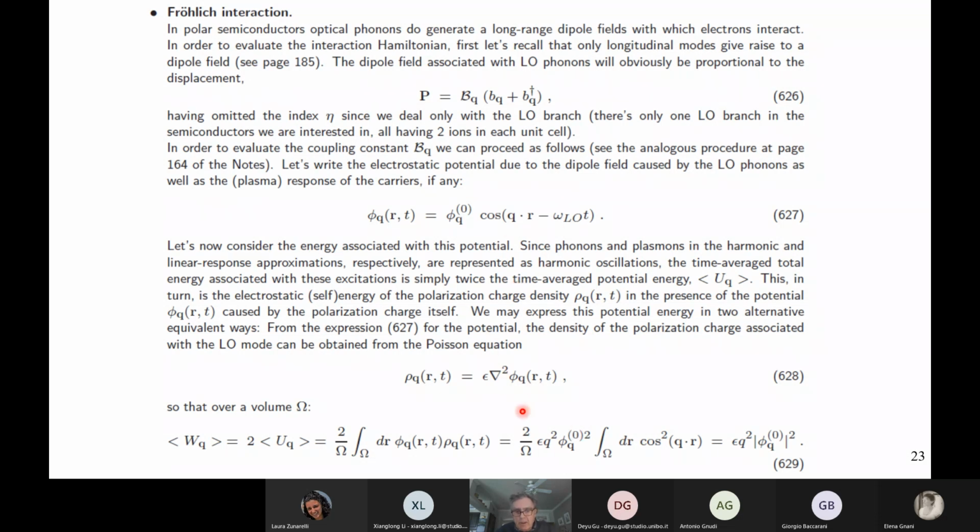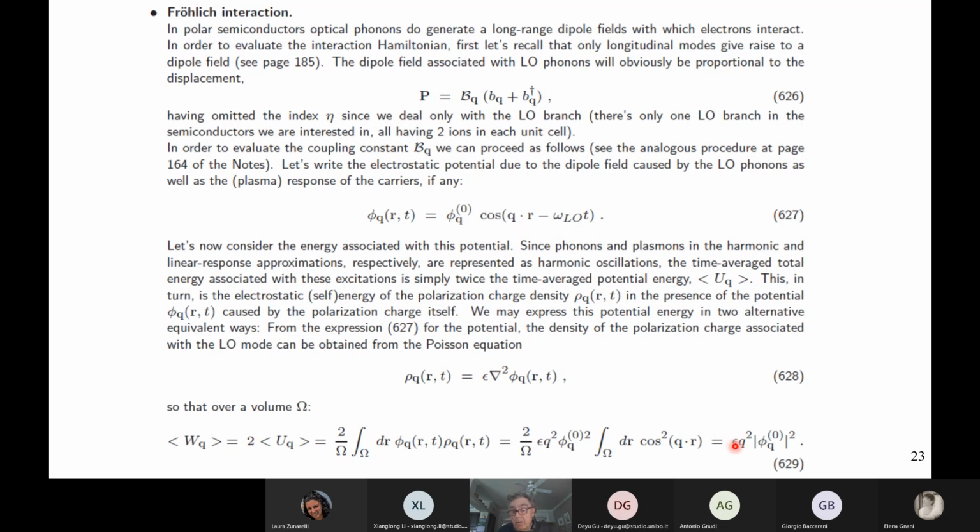The integral over time will give you a 1/2, and then we have a factor of 2 over here. We integrate over a period, this over the entire volume, the cosine. We get an average of 1/2. So at the end, we find that the total energy associated with the presence of a longitudinal optical phonon is given by the dielectric function times q squared times the amplitude square of the potential, the oscillation.